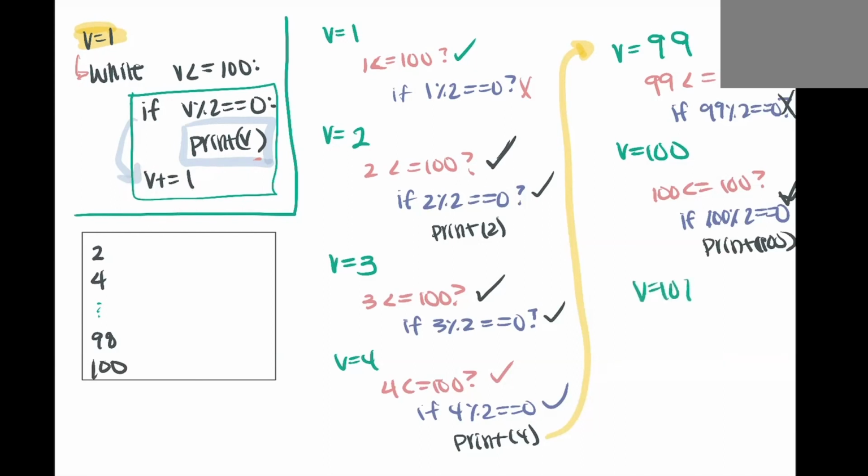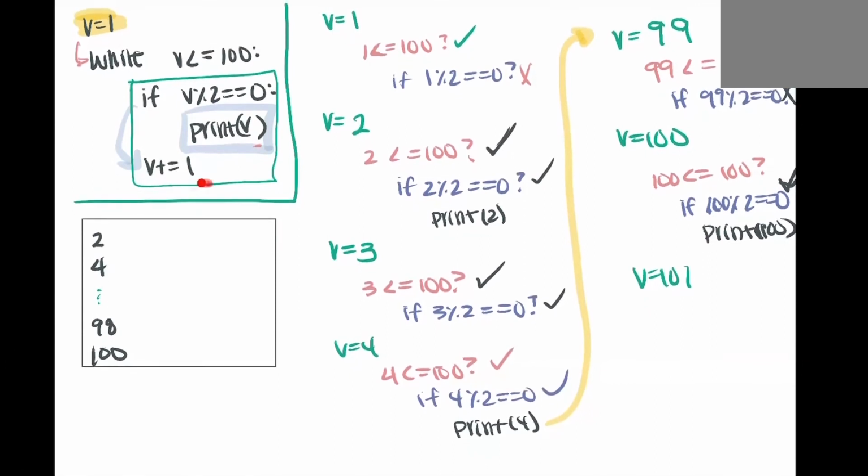Now that we have finished the code block down here, we're going to go back up and double check if v is less than or equal to 100 because that is our condition for our while loop. And now we check 101 less than or equal to 100. This is a false statement, so we're done with our loop. Everything that is printed right here in this block, which is going to literally be just even numbers 2 through 100, is all we're going to see.